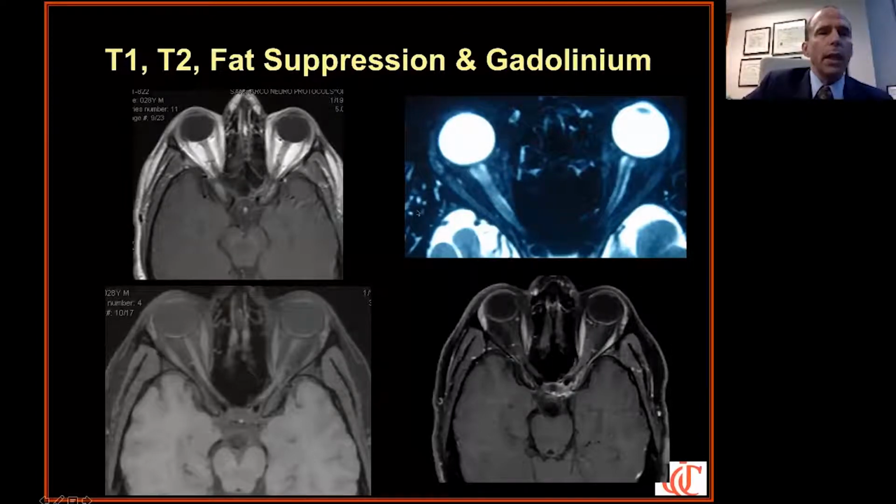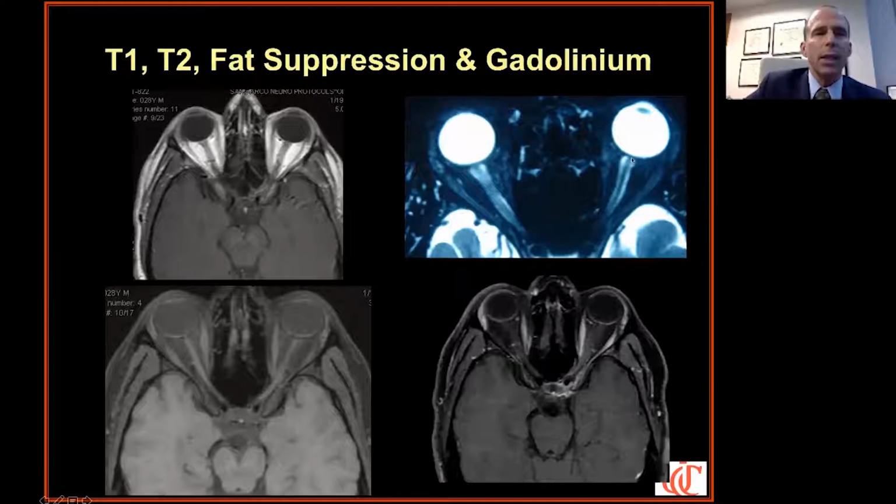So T1, T2, here's a T1 in the upper left, no fat suppression. There's a nice bright white fat. The muscles are not enhancing, so this is a T1. T2, look at that bright white vitreous. So the vitreous will be bright white. The cerebrospinal fluid, see down here, is bright white. So the fluid around the optic nerve, the normal fluid in the optic nerve sheath, bright white.